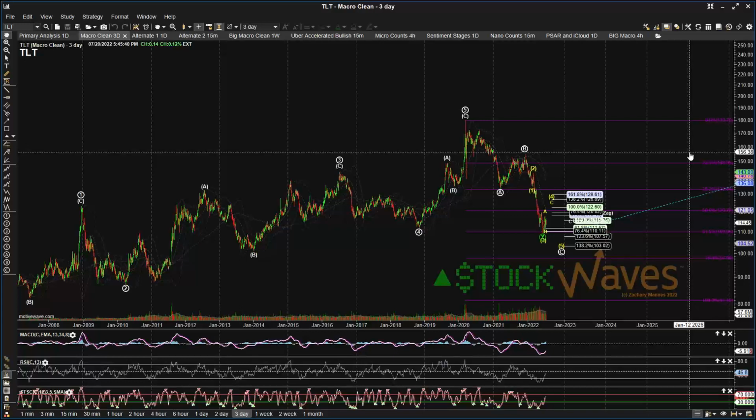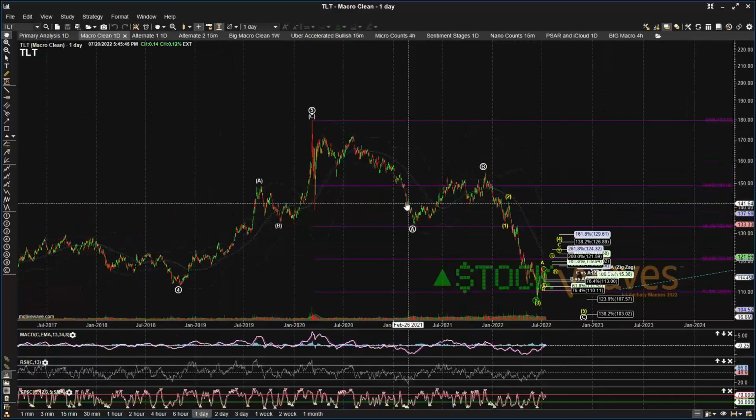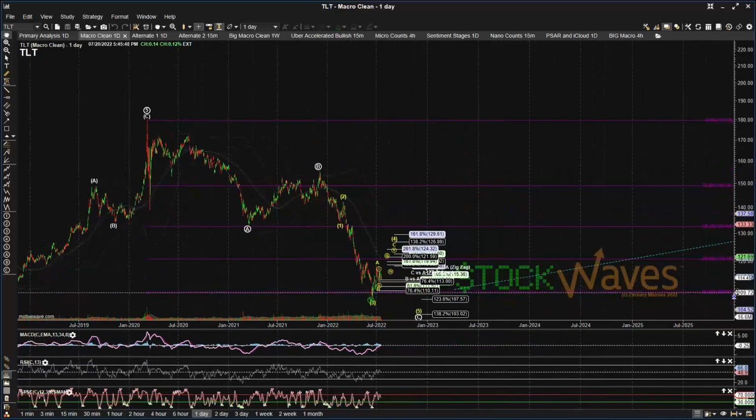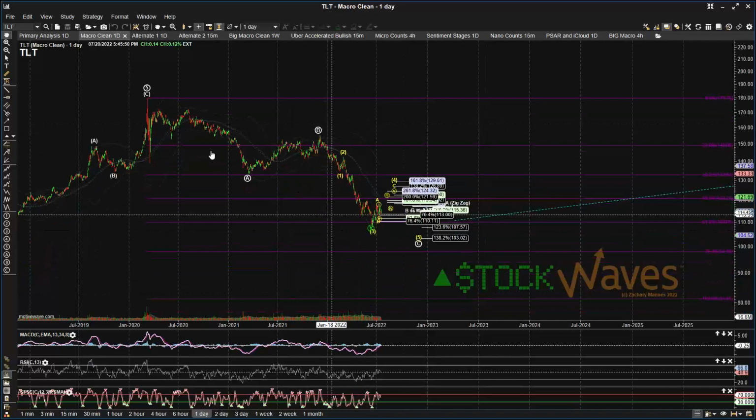Again, that doesn't fit with the treasuries that it is based on, but there's a lot of people that don't look at the treasury charts, they only look at TLT. So that is worth noting.